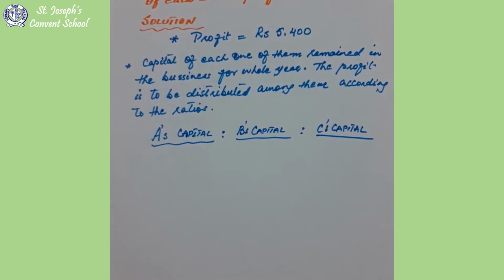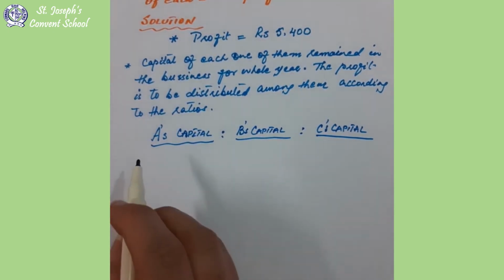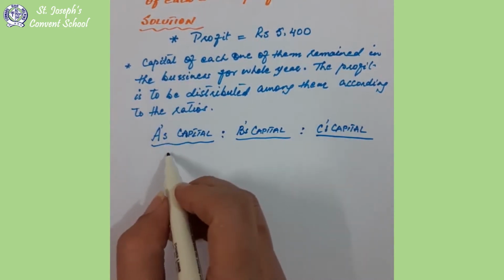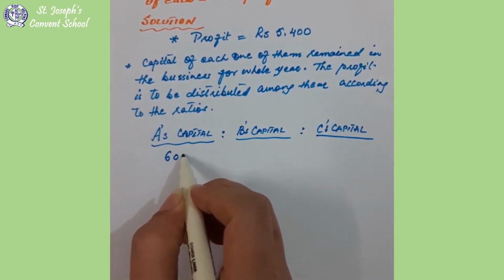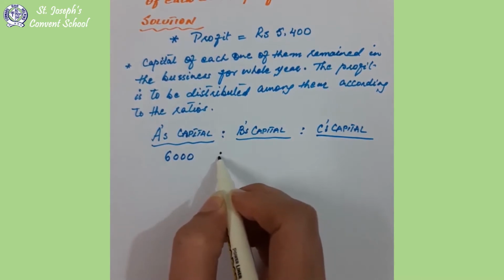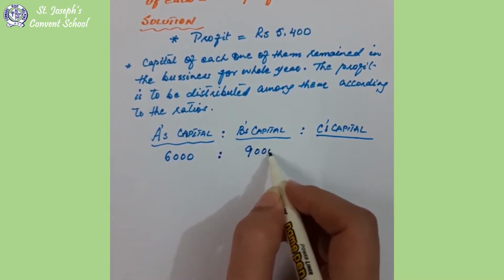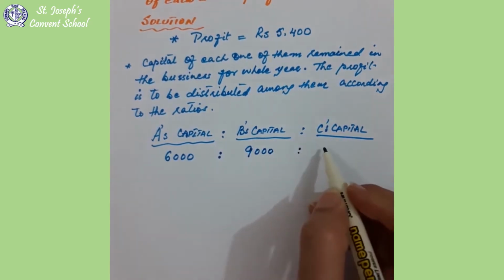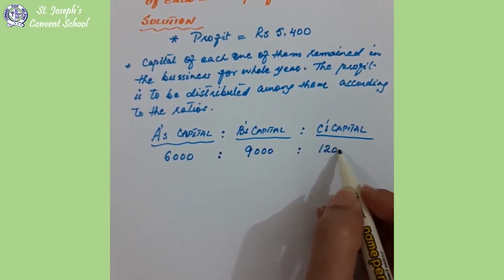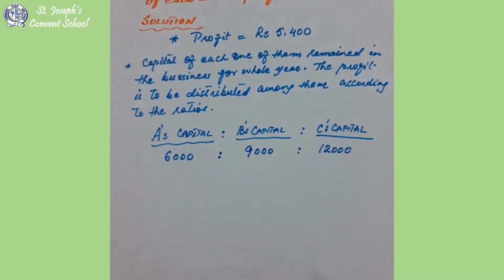One by one. Now the amount A invested is 6,000 rupees, is to B invested 9,000 rupees. It is in the question. And C has invested 12,000 rupees. Now this is the ratio between A, B and C. Now you can see, you can simplify it.